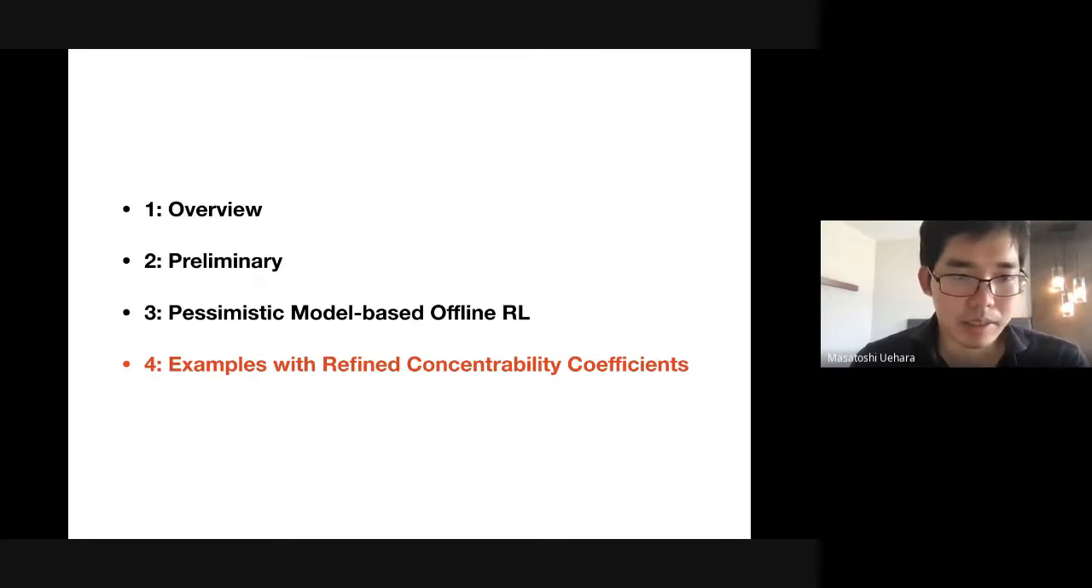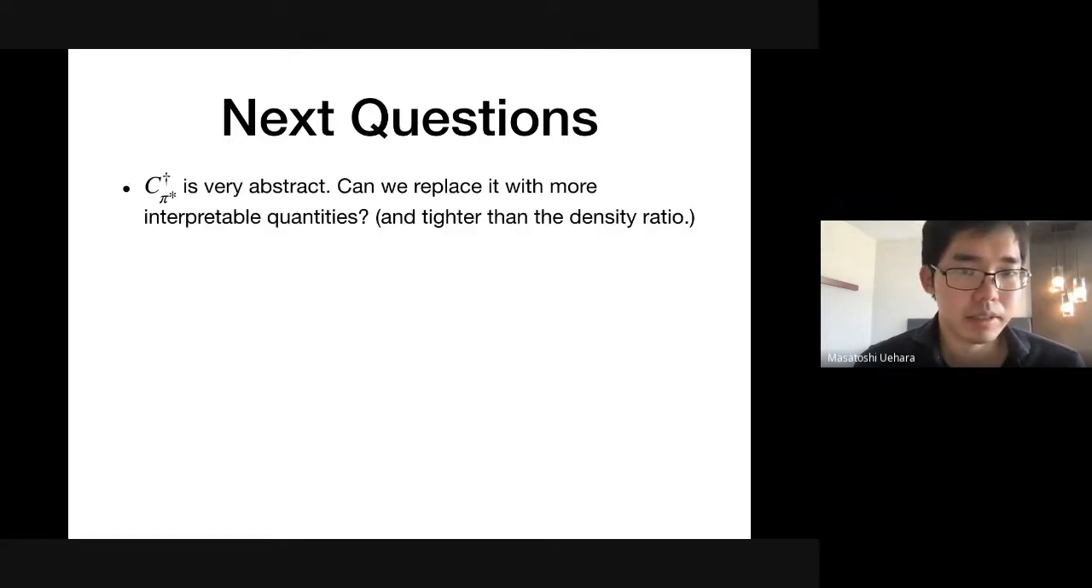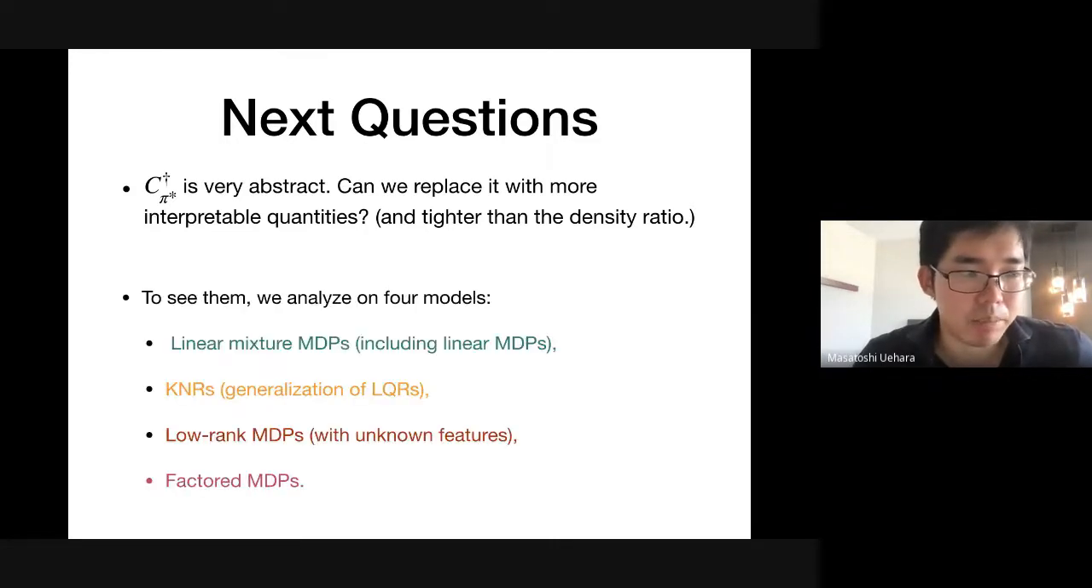Okay. Finally, I'm going to introduce several examples, and let's see how the density ratio concentrability coefficient is replaced with tighter quantities. As I said, C dagger pi star, so pi asterisk, is very abstract. That's the model-based concentrability coefficient which we introduced. But of course, it's not interpretable. So we want to replace this constant with more interpretable quantities that are also tighter than the density ratio.